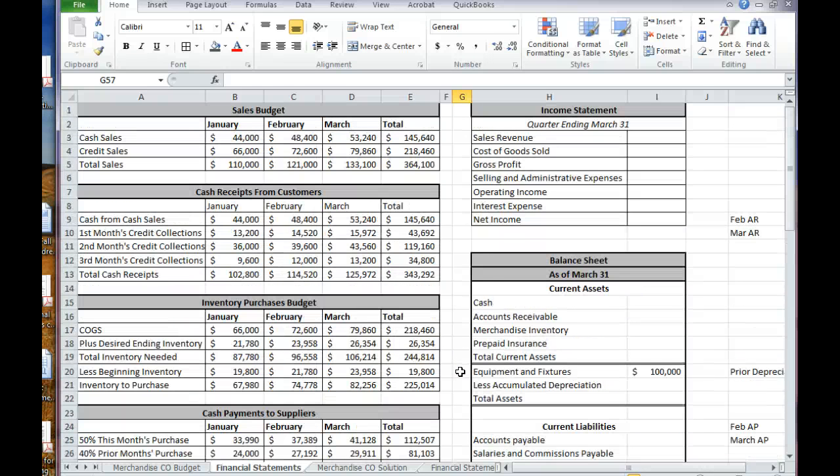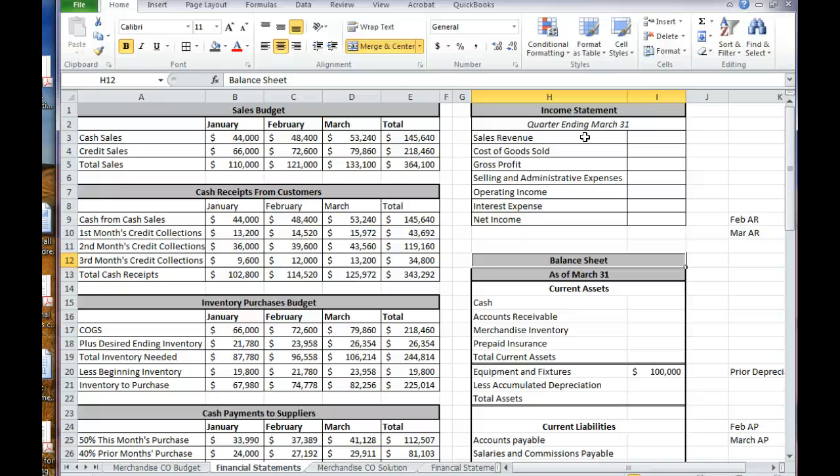And then over here in H and I, you may recognize these. This is an income statement for the quarter ending March 31st. What's on an income statement? You want revenue, you want cost of goods sold, you subtract the two, you get gross profit, then selling and administrative expense, and you get operating income. Most of the time we stop there in this class, but we're going to throw a little twist on there. We're going to put interest expense down there to get us net income. Why not? We'll start giving you a harder one.